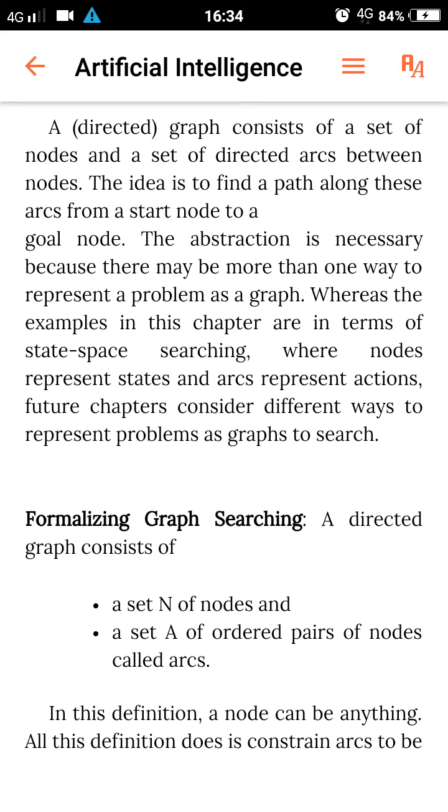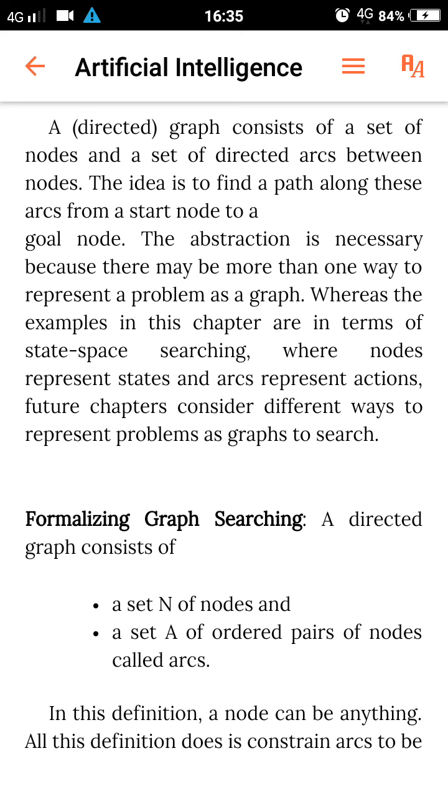The abstraction is necessary because there may be more than one way to represent a problem as a graph. The examples in this chapter are in terms of state space searching, where nodes represent states and arcs represent actions. Future chapters consider different ways to represent problems as graphs to search.